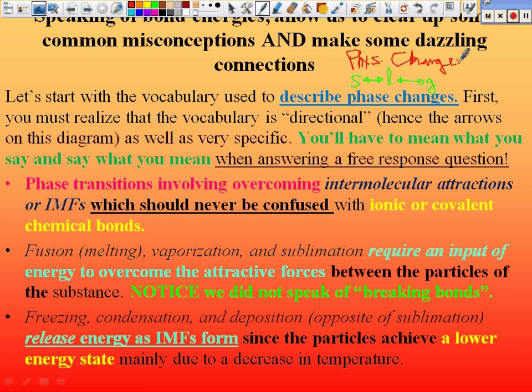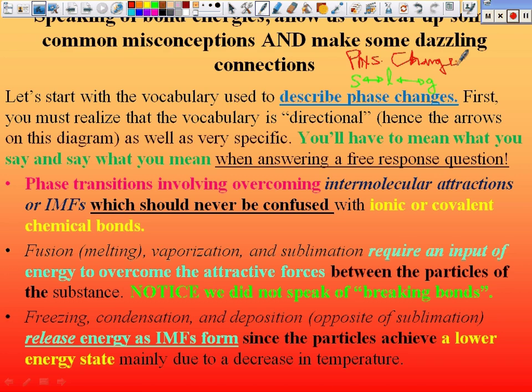First, you must realize the vocabulary is directional, hence the arrows on this diagram. You'll have to mean what you say and say what you mean when answering free response questions, because people can talk themselves out of points just because they don't know what they're talking about. Number 1, when things begin to change phases, are bonds breaking? No. What's separating? Forces.